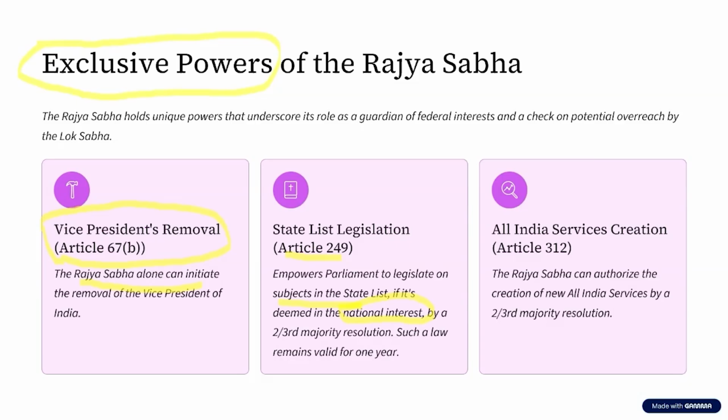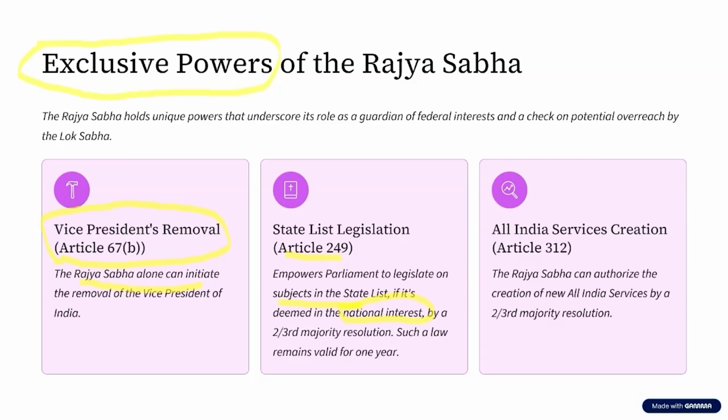That is, a resolution has to be passed in Rajya Sabha saying that Parliament should be given the power to make law on a subject in the state list. That is, the members present and voting in the Rajya Sabha have to agree to a resolution saying that the Center or the Parliament can make law on agriculture.